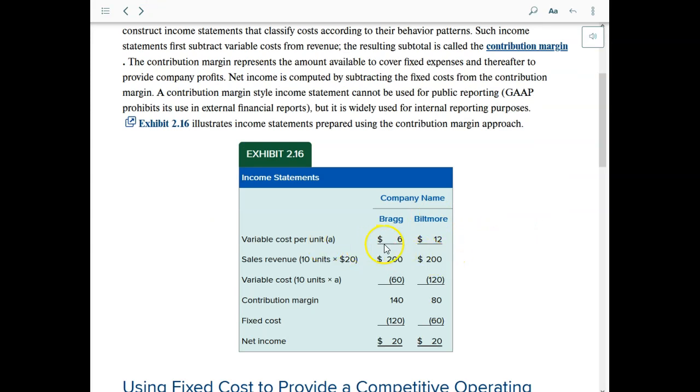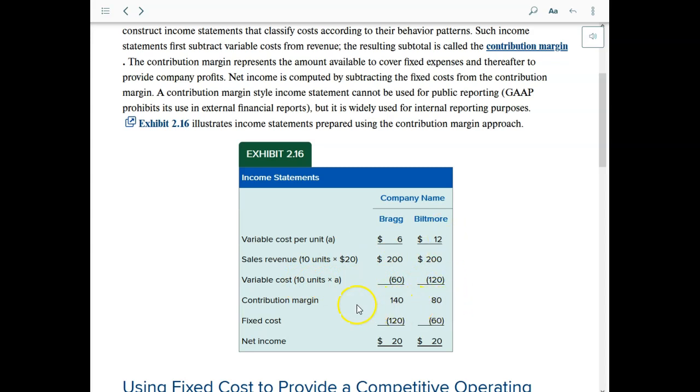We have variable cost per unit, and we have revenue here coming in at 200. We have Bragg and Biltmore. So variable cost, 10 units times 6, 60. 10 units times 12, 120.